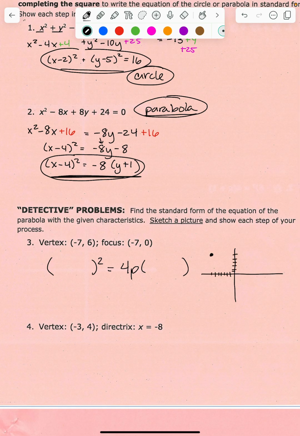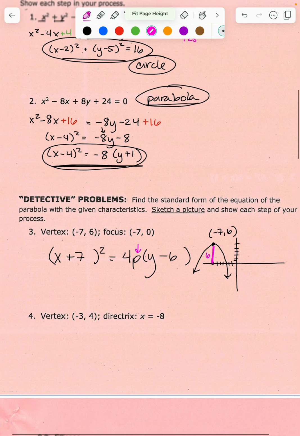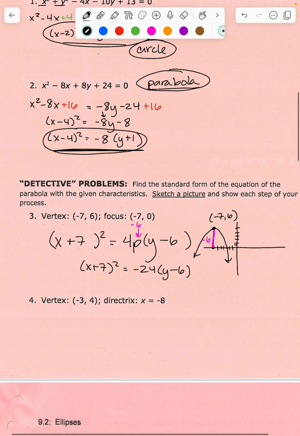And the focus is at -7, 0, which means, because the focus is always inside the parabola, that it's upside down, which means that x is squared. So x goes there and y goes there. The vertex is -7, 6. This is going to be a +7, and this is going to be a -6. P is our next guy, and that is the distance from the vertex to the focus, and that distance is 6. But it's down, right? This parabola faces down, so it's -6. So here we go. X plus 7 squared equals -24 times y minus 6. There you go.